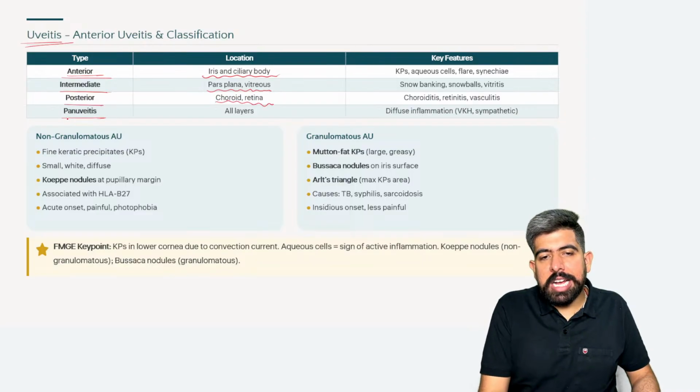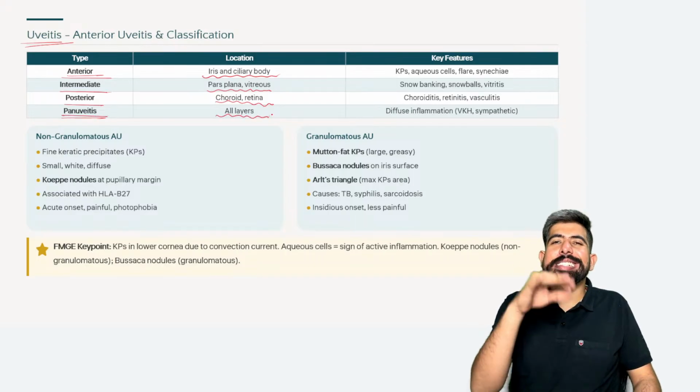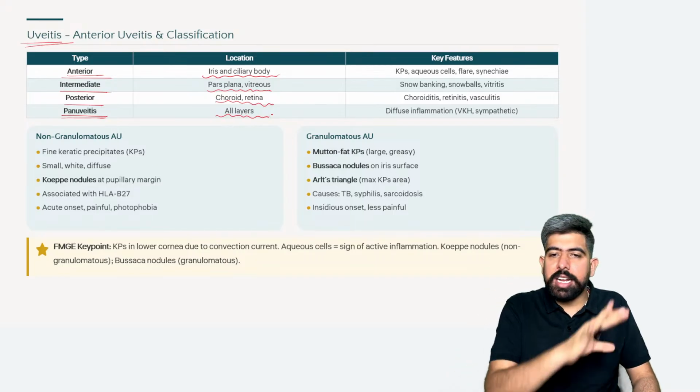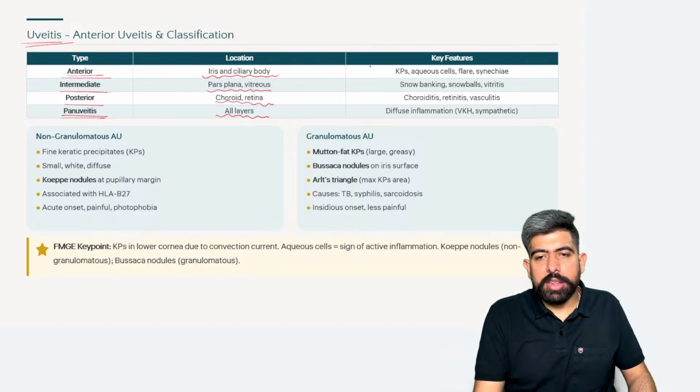And please remember the last one, which is the panuveitis. All the layers, starting from the iris, ciliary body, pars plana, pars plicata, vitreous, choroid, retina, all of these are getting involvement in this.